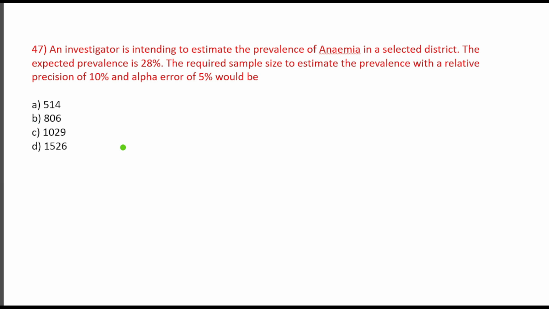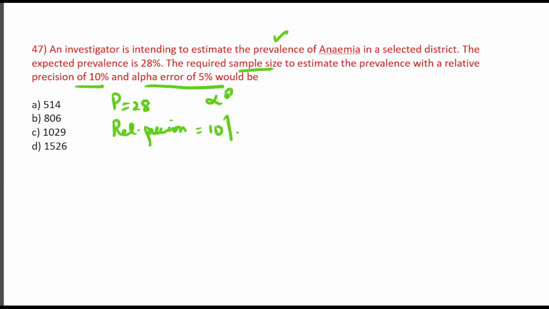Now let us see how we solve this question. What are the values they give? Investigator is intending to estimate the prevalence of anemia in a selected district. So the expected prevalence is 28%, P is equal to 28. They gave the required sample size to estimate the prevalence with the relative precision of 10%, and an alpha error of 5%. Alpha error, that is type 1 error, of 5%.